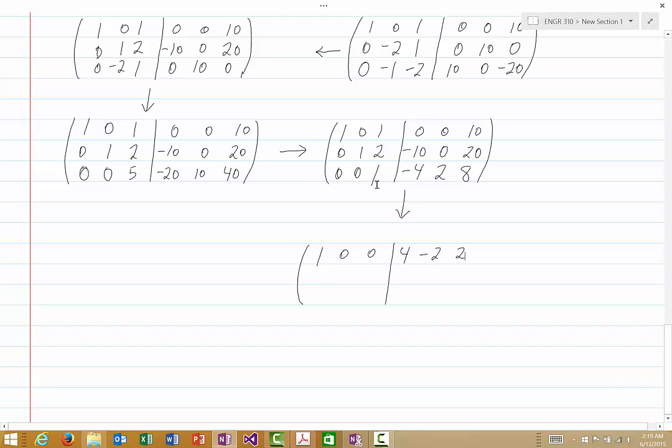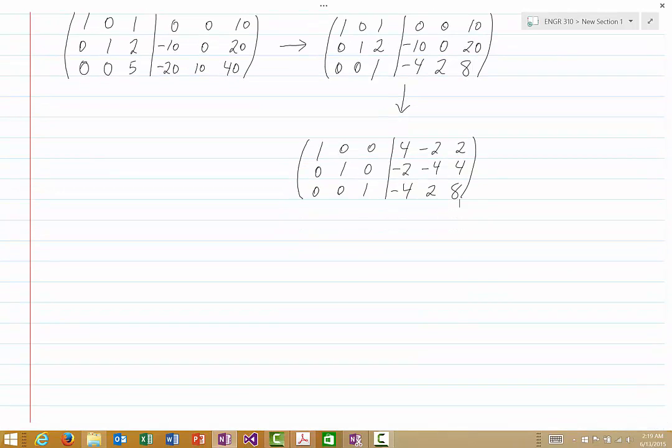Now we want to multiply the final row by negative 2 and add the result to the second row. So when we do, we'll get 0, 1, 0 on the left-hand side. And now for the right-hand side, negative 2 times negative 4 is positive 8, and negative 10 gives negative 2. Negative 2 times 2 is negative 4 and 0, negative 4. Negative 2 times 8 is negative 16, and 20 is 4. And then 0, 0, 1, negative 4, 2, 8.